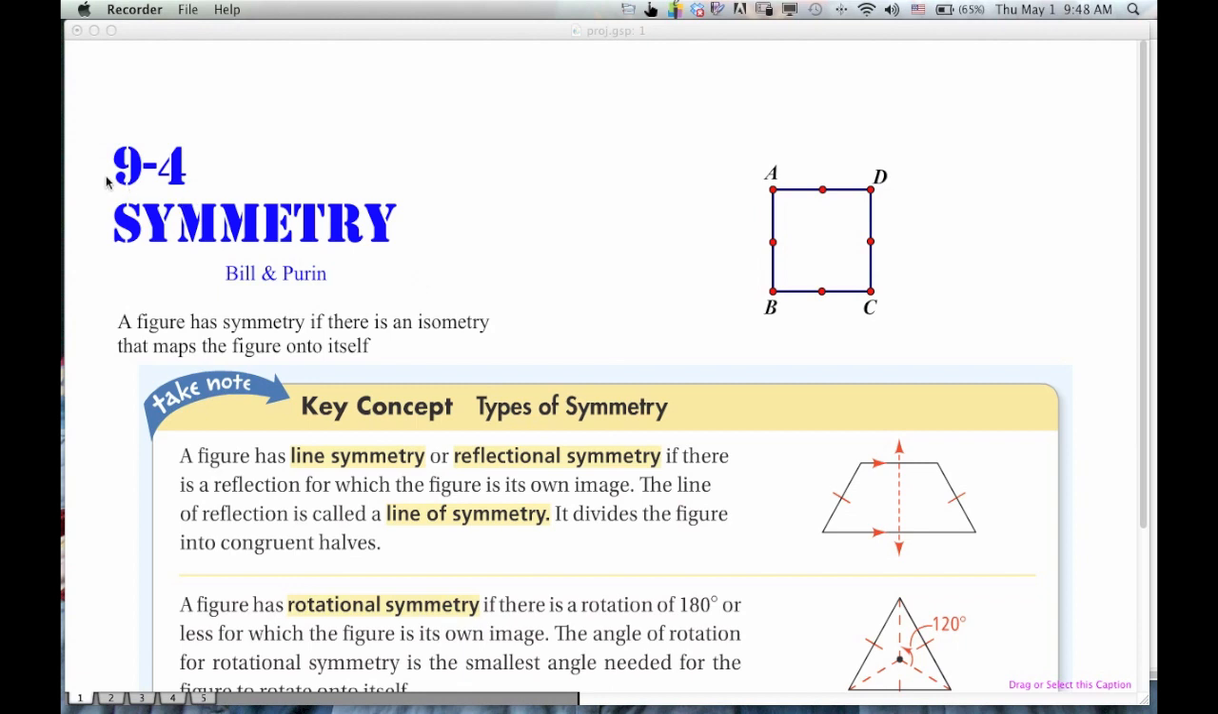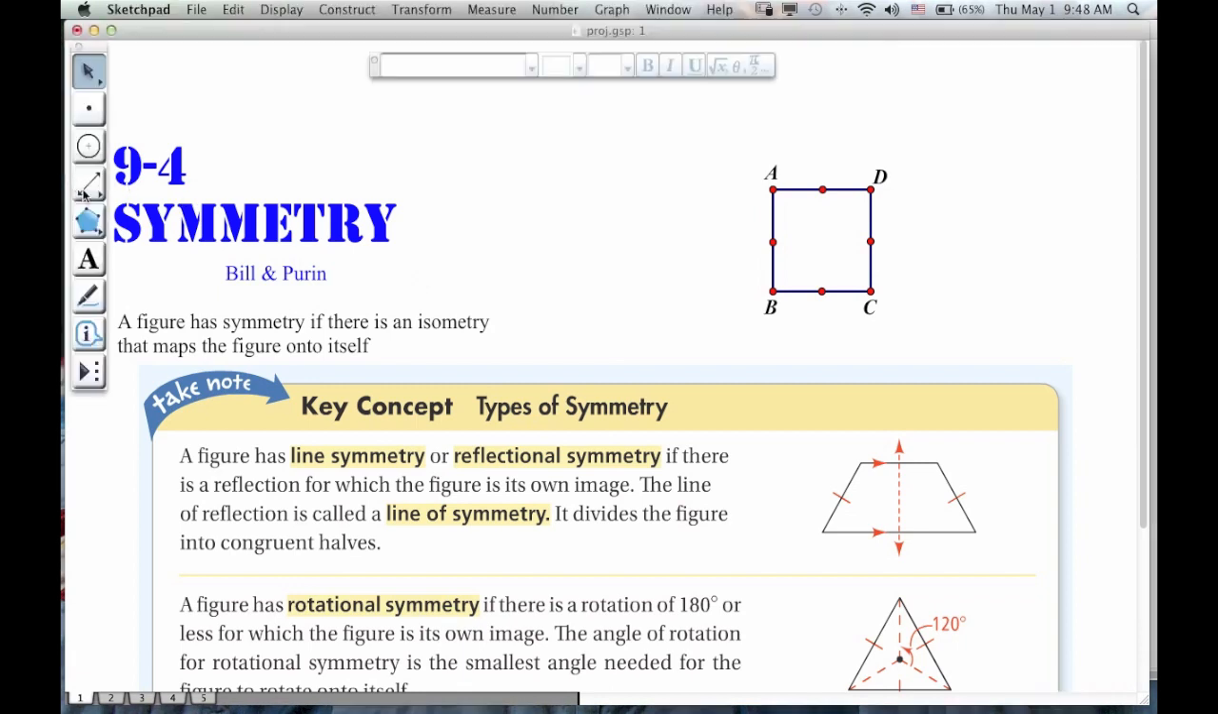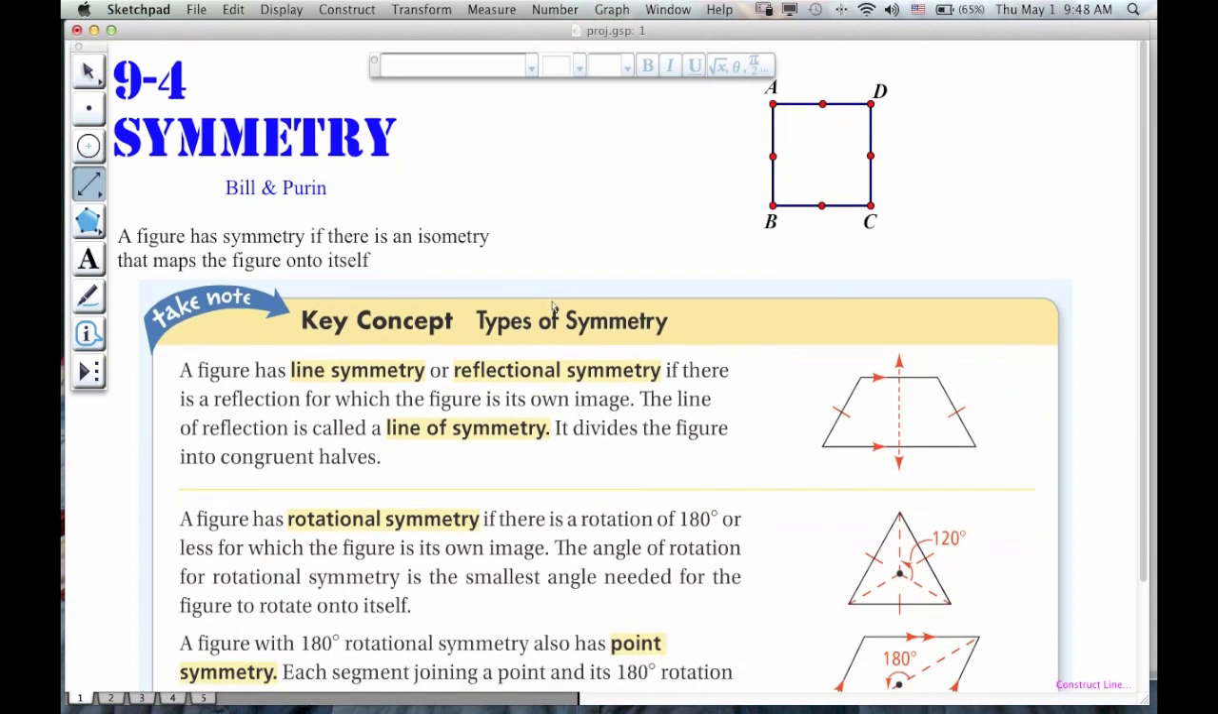A figure has symmetry if there is an isometry that maps a figure onto itself. So now let's take a look at the key concepts and types of symmetry. The first type of symmetry is line symmetry or reflectional symmetry. A figure has line symmetry or reflectional symmetry if there is a reflection for which the figure is its own image.